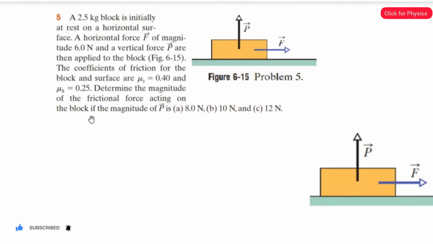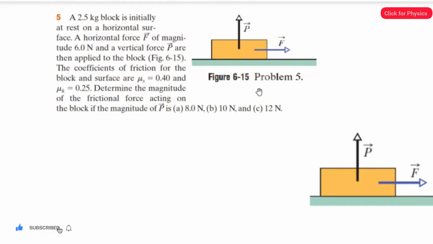In this question, we are going to find the magnitude of the frictional force for the different values of the vertical force P. Here, the mass of the block is given as 2.5 kilogram and that block is kept on the horizontal surface. So in this block, we applied two forces. One is the horizontal force F vector and the other is a vertical force P vector.